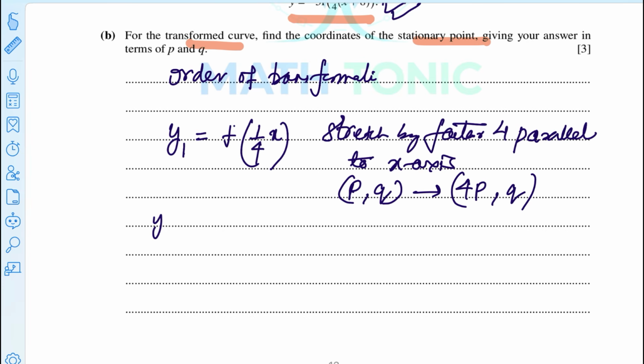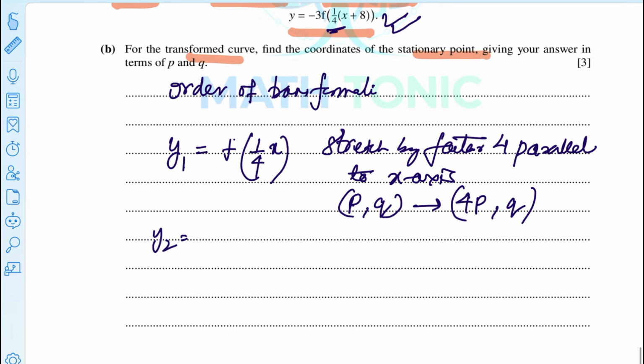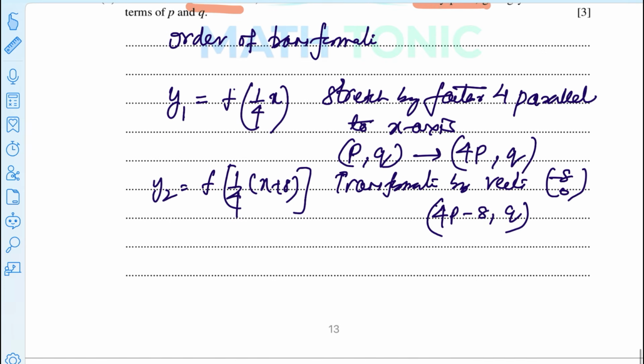Second, y2. First this part is done, 1 over 4, then x plus 8. So f of 1 over 4 x plus 8, like this. That means a translation by vector (minus 8, 0). So the new coordinate will be (4p minus 8, q). Is it okay? And the last one is times minus 3. So y3 equals minus 3f of (1 over 4 x plus 8).